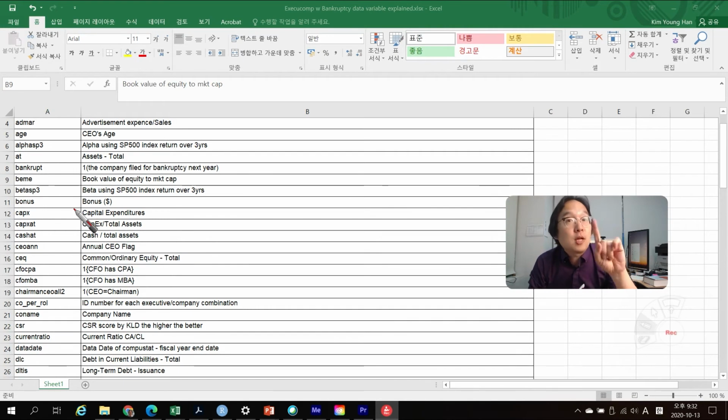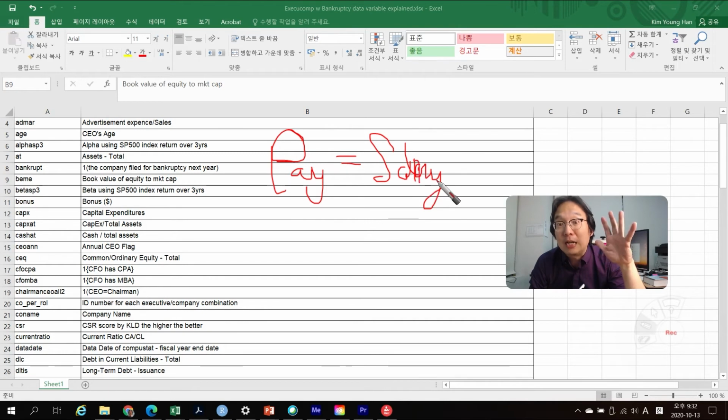The CEO's compensation, or pay, I should say, has 3 components: salary, bonus, and equity compensation. Salary is just the fixed one, okay? 고정급. No matter what, they will pay you.